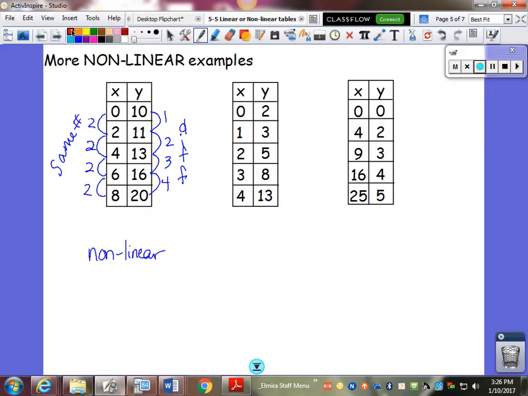Next one. 1, 1, 1, 1, 1, 2. Oh, 8 to 13 is 5. Thought I would trick you again. Okay. Again, these counted by the same number. These are all different. So this is nonlinear.